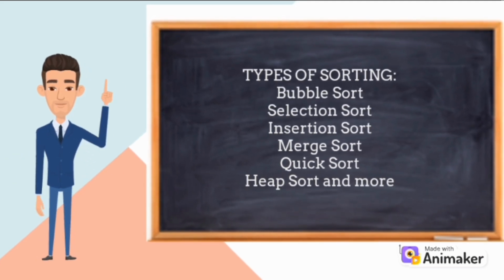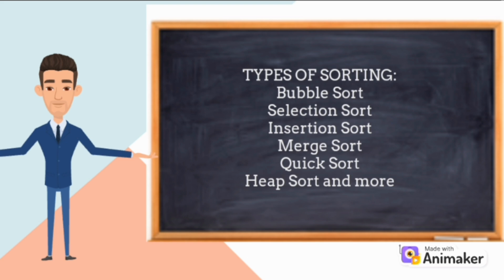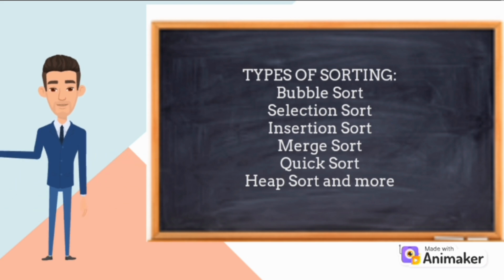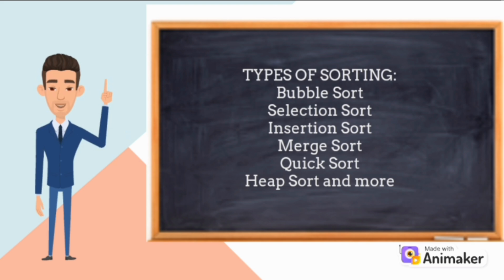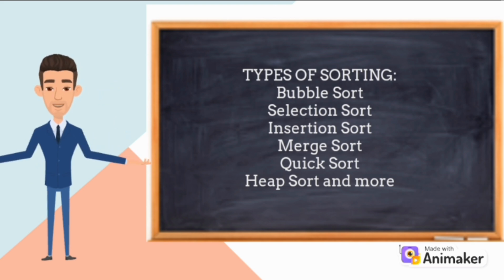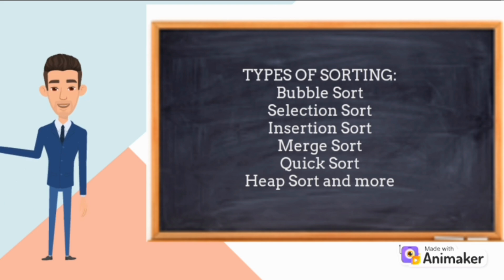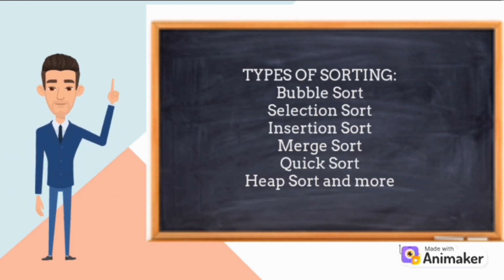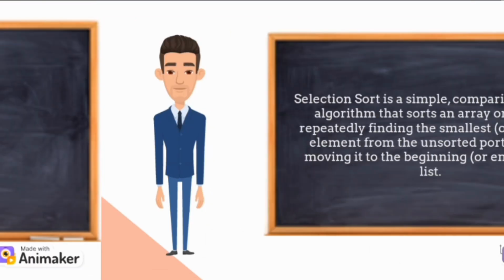And now let us look at the types of sorting. There are many types of sorting such as bubble sort, selection sort, insertion sort, merge sort, and quick sort. In this video, we'll look at selection sort in detail. Selection sort divides the list into a sorted and unsorted part. It repeatedly selects the smallest element from the unsorted part and moves it to the end of the sorted part.